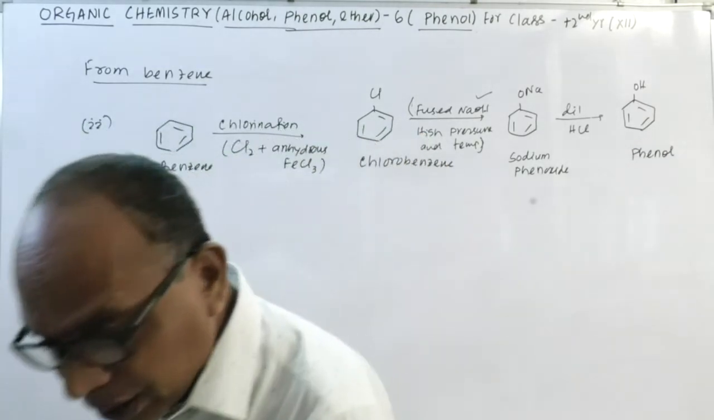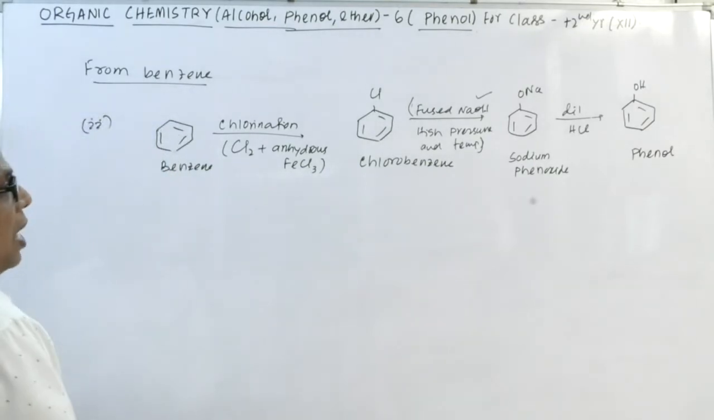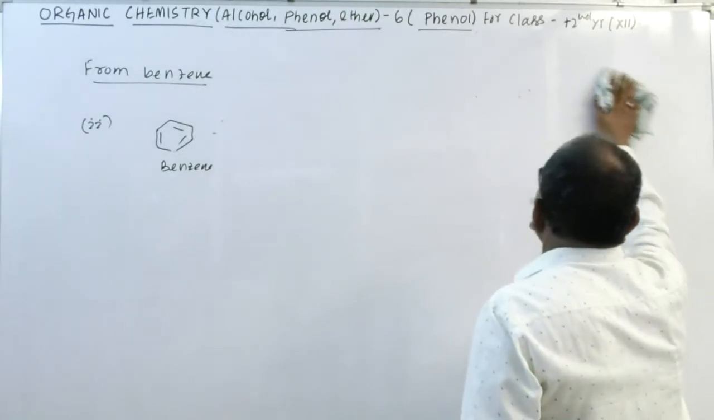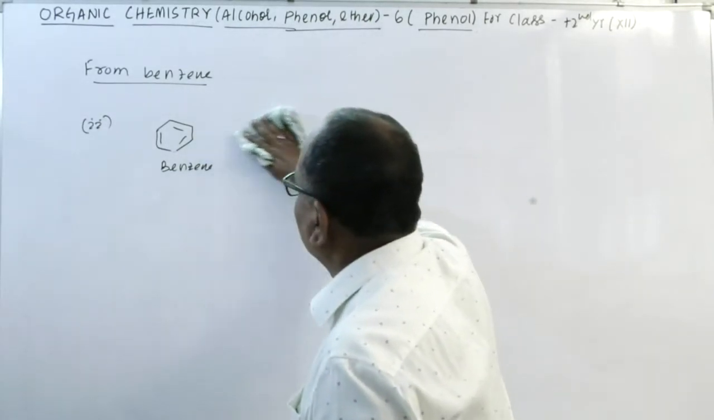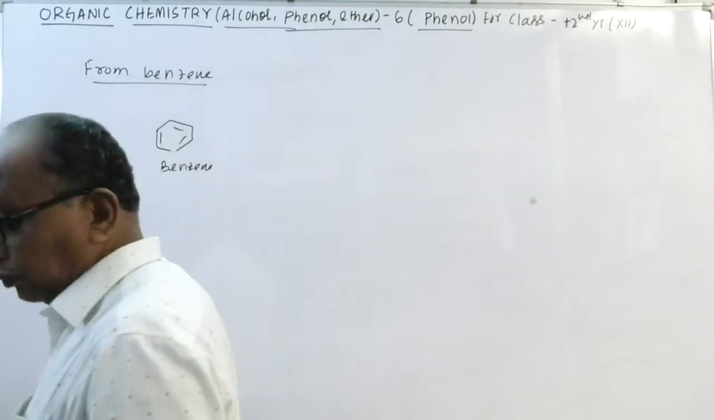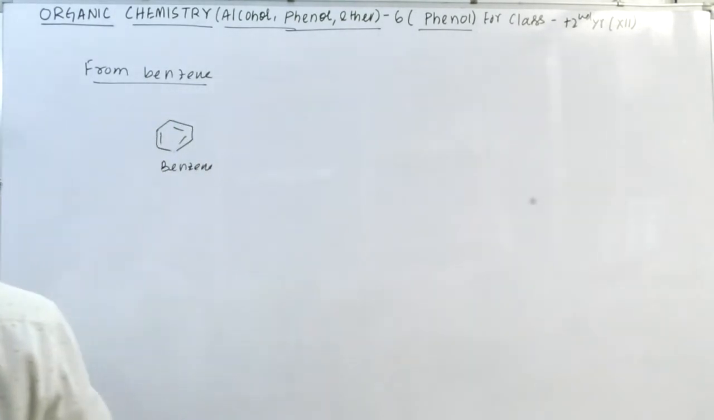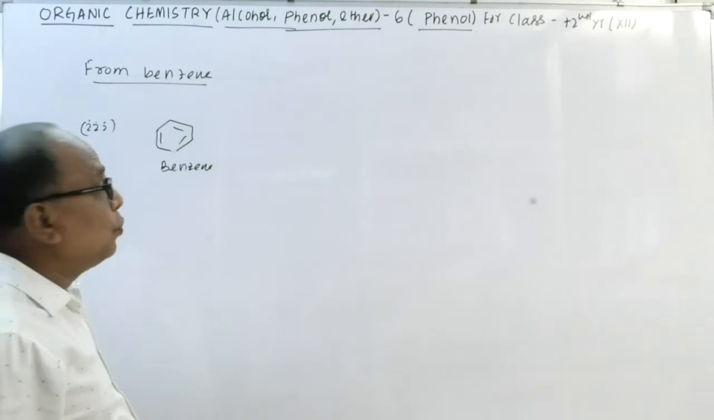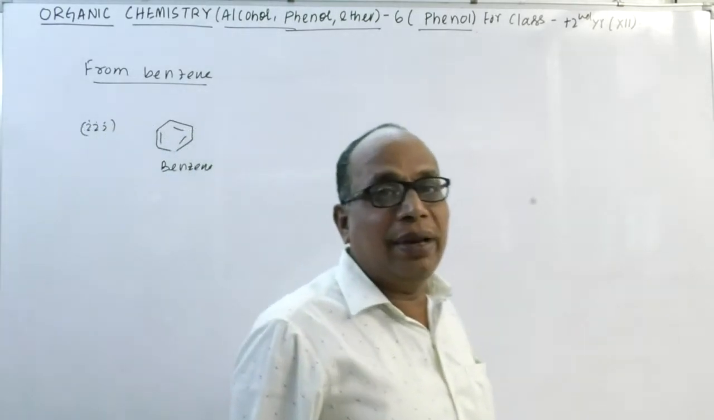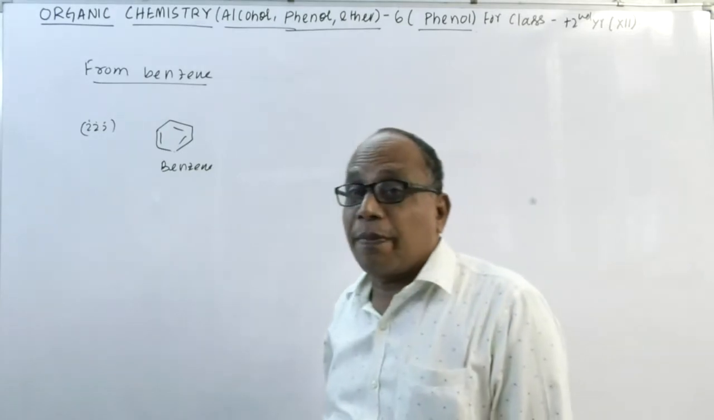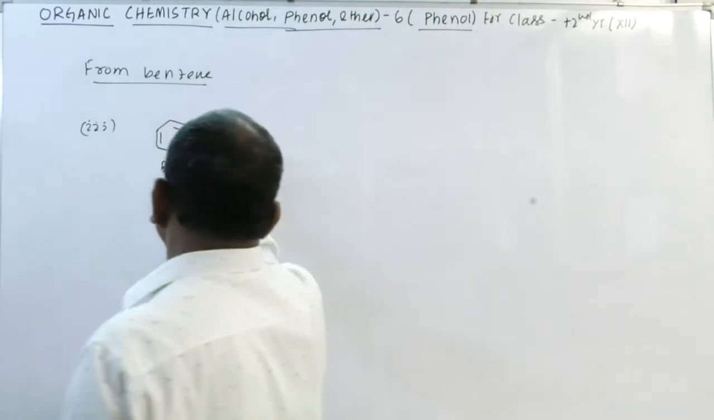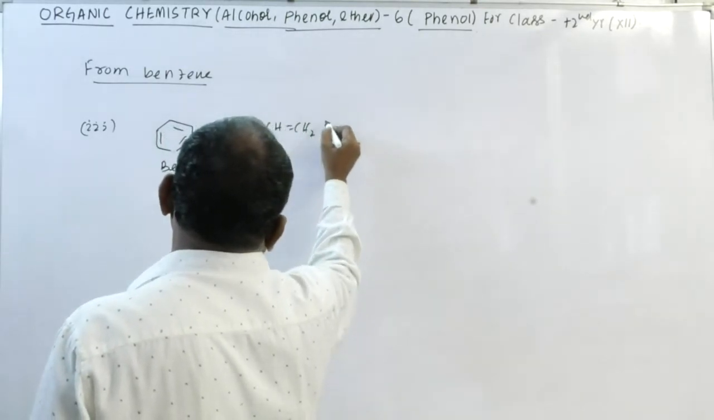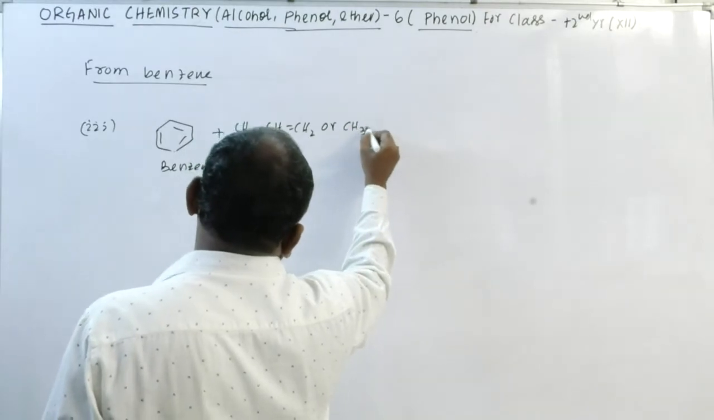And another method, these are somewhat costly methods. Another method is to convert benzene to phenol, that is the third method, the benzene converts to phenol by cumene intermediate. What is cumene? Cumene is isopropyl benzene. So the benzene reacts with either propene or propyl bromide.